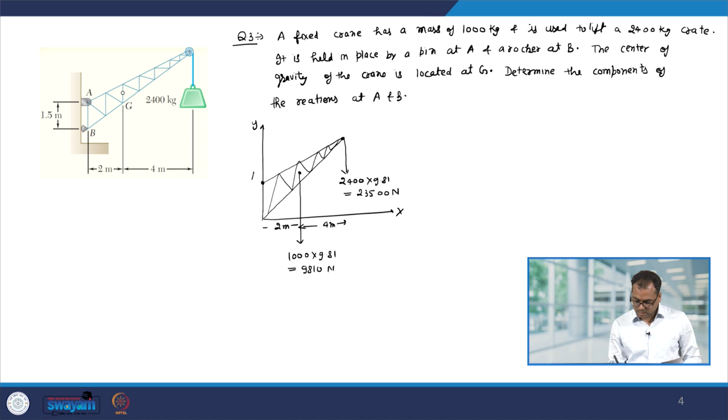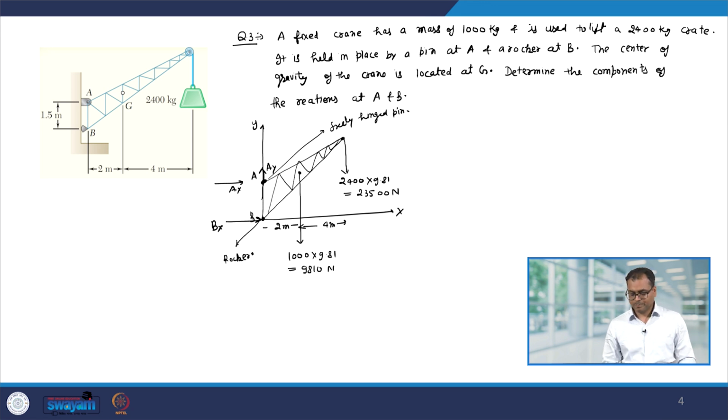Now, let us see, if this point is A, then this point is B. Now, at B we have a rocker support. So, therefore, this will support only the horizontal forces. So, let us call it Bx. It cannot support the By component. At A, we have Ax and Ay forces. Since this one is a freely hinged pin, otherwise this crane cannot go up and down. So, therefore, this has to be a freely hinged pin and therefore, it cannot support any moment, and it is also given that this is 1.5 meter.